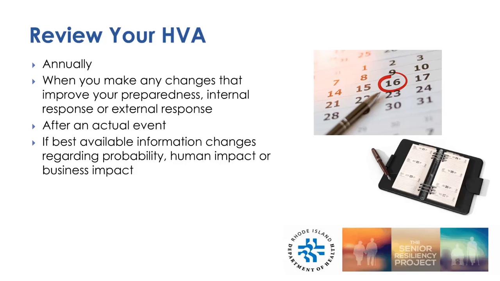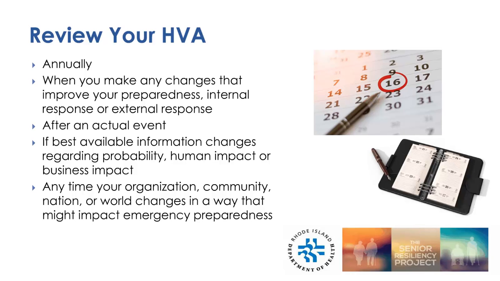Examples of changes in best available information include revisions from the experts in the field regarding probability of natural events in your area, structural changes at your facility, changes in the companies that serve your facility, such as utilities, vendors, IT systems, security systems, and the national or international issues that might trickle down to your community, such as pandemic events or other hazmat or terrorist events.